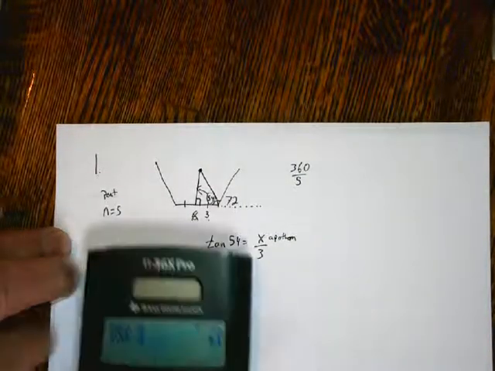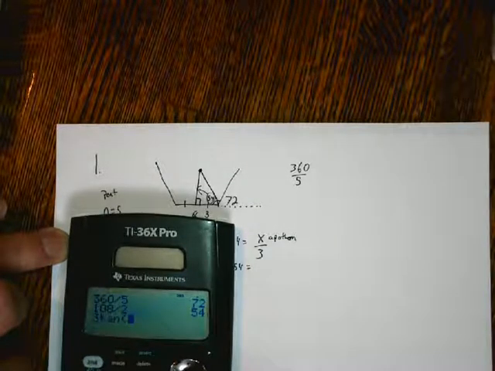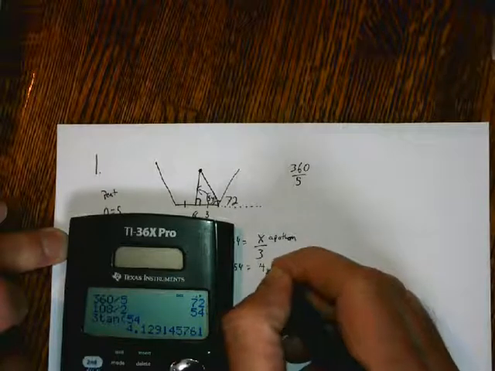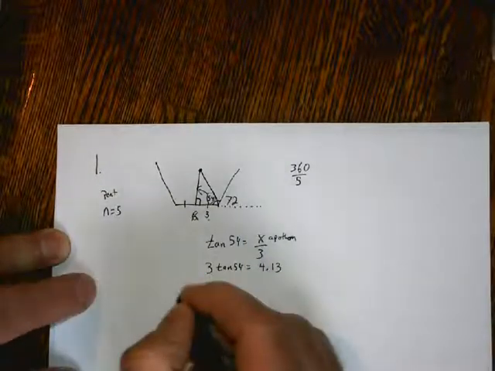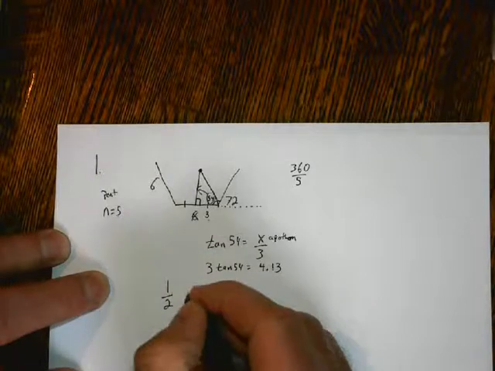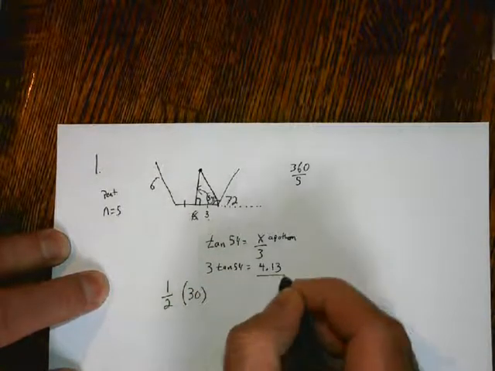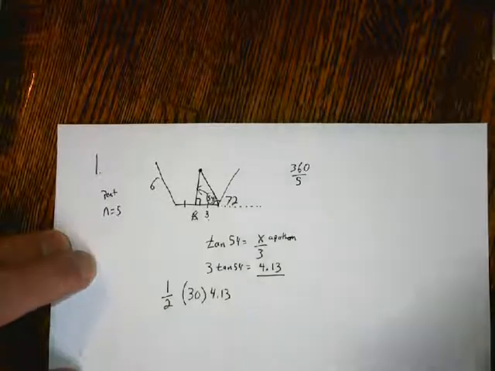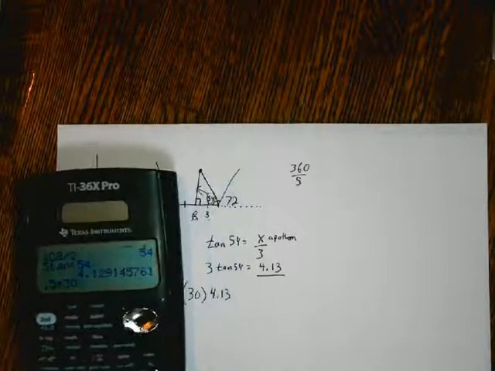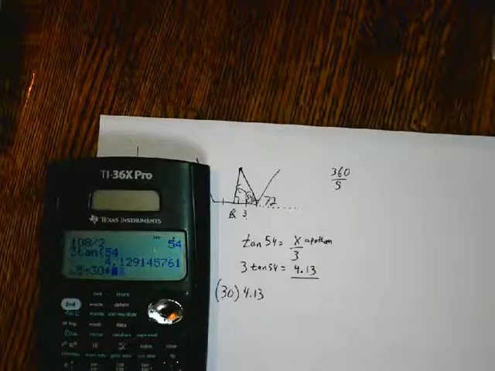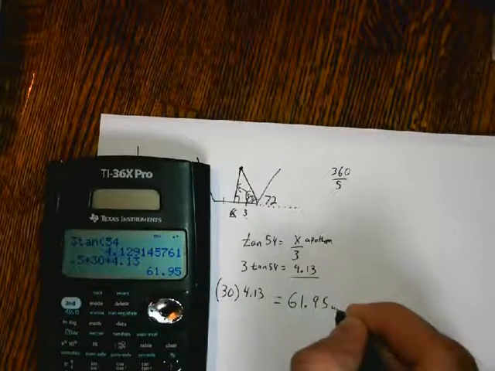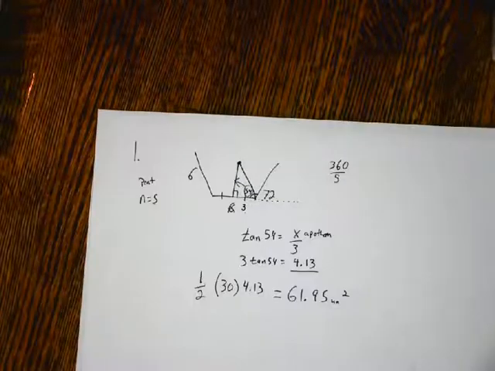So if I type that in the calculator, 3 tangent 54, I get 4.13. Okay. So now we have to do 1/2 the perimeter. Well, our sides were 6, and there were 5 sides, so our perimeter is going to be 6 times 5, which is 30, times the apothem of 4.13. I just use 0.5 times 4.13. And our first area should be 61.95 something squared. Okay? Second one.